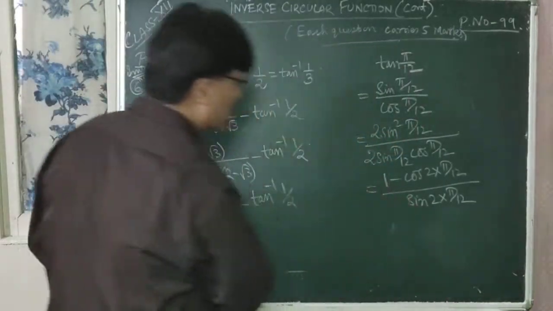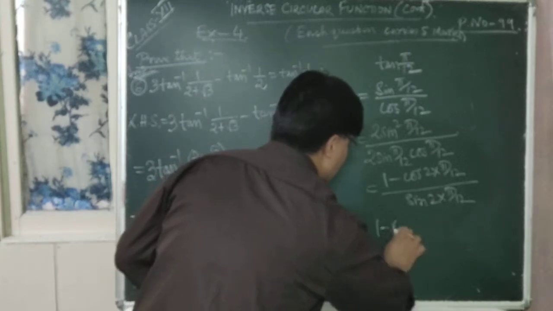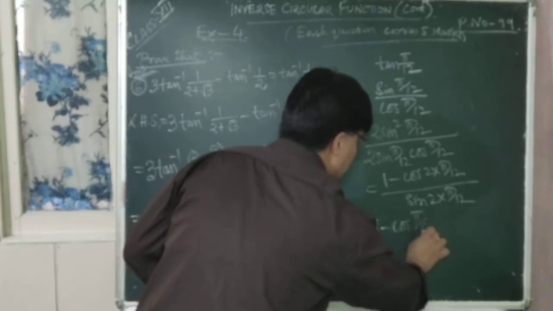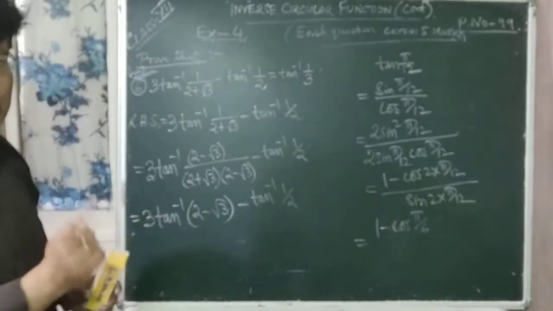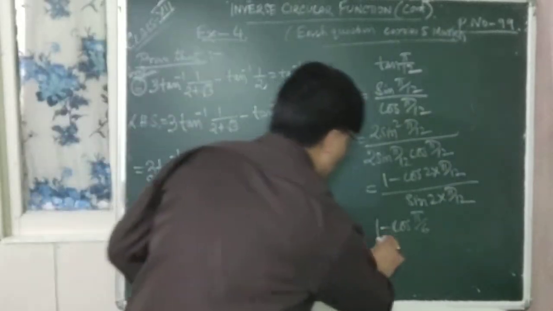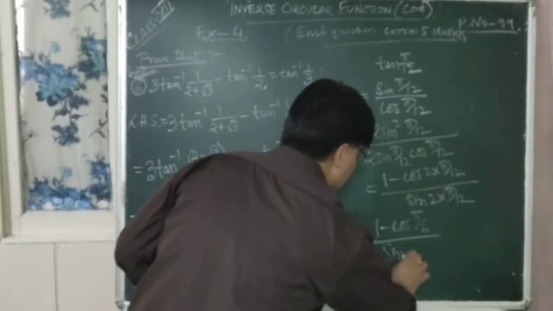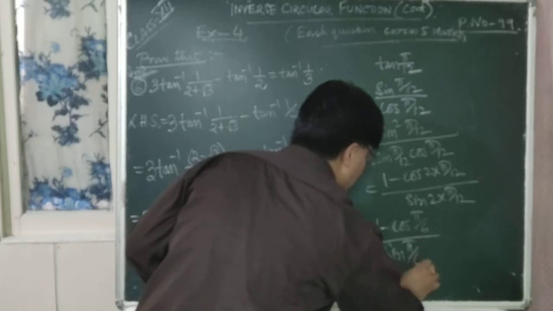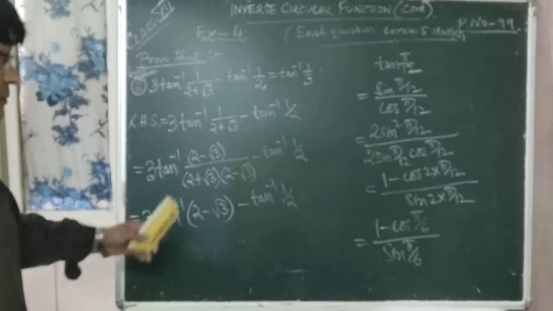So now, which is equal to 1 minus cos pi by 6, whole divided by sine. You can cancel 12 by 2, that is 6 times. Divide 12 by 2, that is 6 times pi by 6. Is that clear?